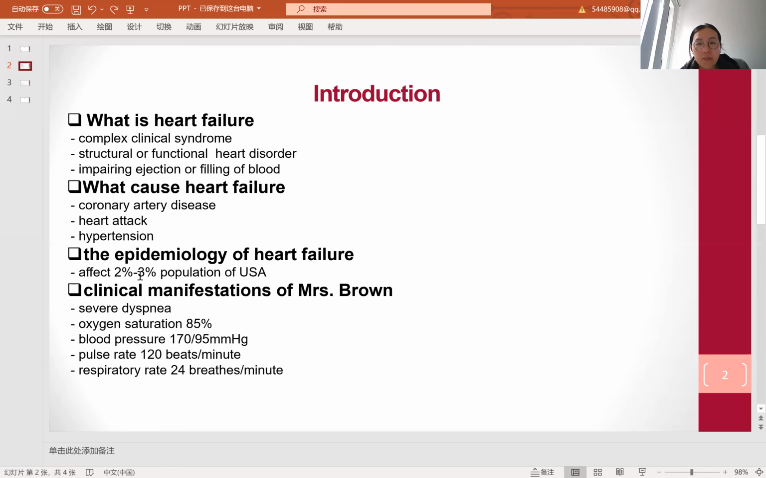In this case study, Mrs. Brown, a 78-year-old patient, was diagnosed with acute exacerbation heart failure due to various clinical manifestations. Some of the clinical manifestations include severe dyspnea, oxygen saturation 85% on room air, blood pressure 170 to 95, pulse rate of 120 beats per minute, and respiratory rate of 24 breaths per minute. So that's the introduction part of this oral presentation.